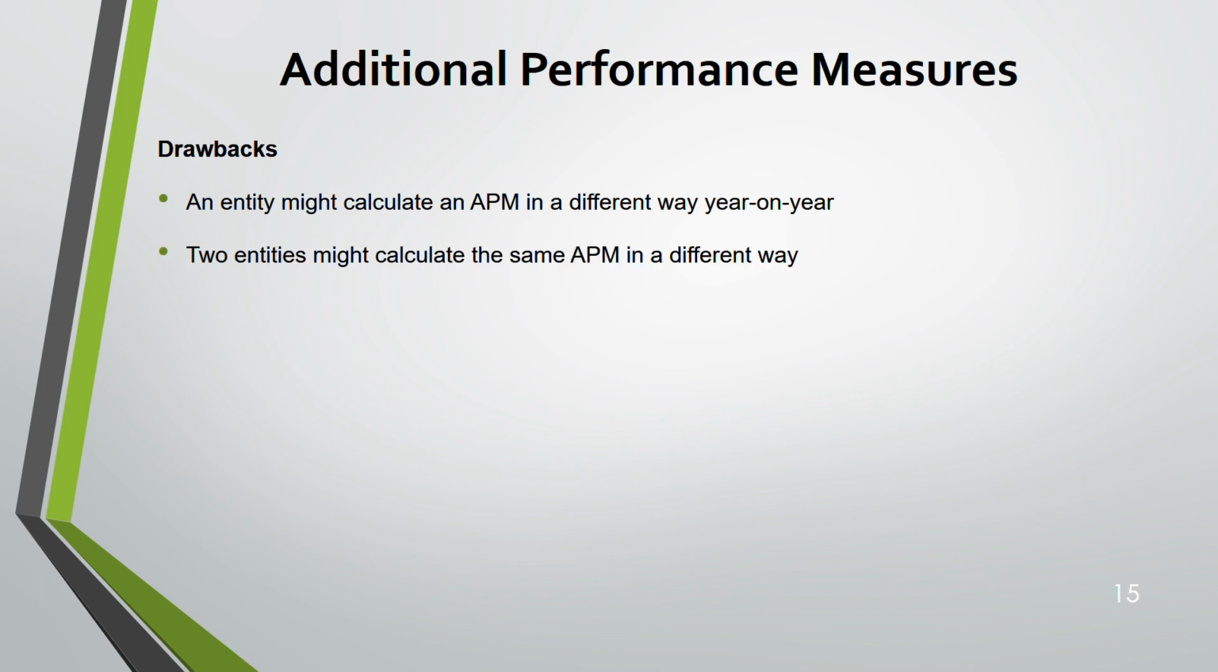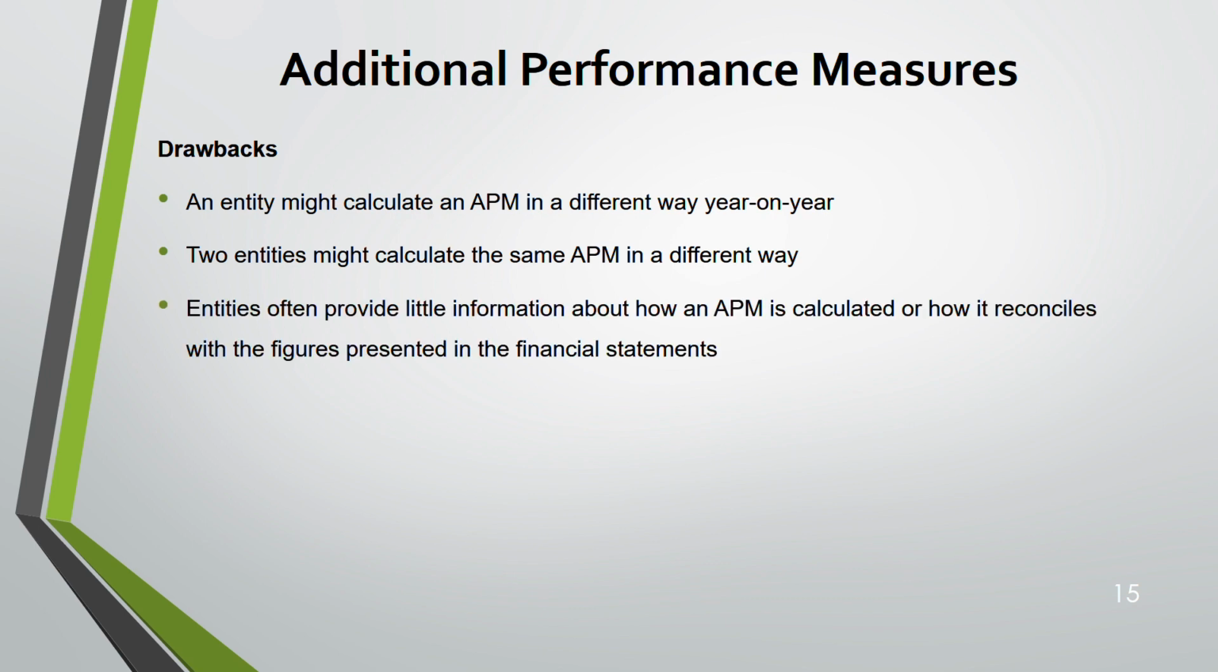Okay. Second, two entities can calculate the same APM in a different way. Why? Because there is no uniform guideline. There is no particular IFRS standard that says this is how you have to measure APM. That's why. Third, even though APM is calculated, even if the information is disclosed, the information is very little. Okay, users do not understand how the figures are reconciled with the financial statement.